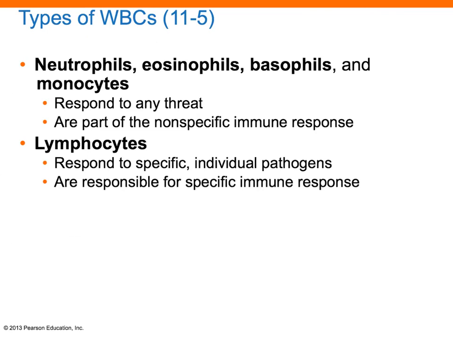So once again, the types of white blood cells, you'll have the neutrophils, the eosinophils, and the basophils. Those, once again, are our granular cytes. And then you also have the monocytes and the lymphocytes. Well, the granular cytes and the monocytes respond to any threat, and they are part of our non-specific immune response. That's because any threat that's there, they're going to go after it. But the lymphocytes respond to specific threats. So they respond to specific pathogens and are responsible for a specific immune response.